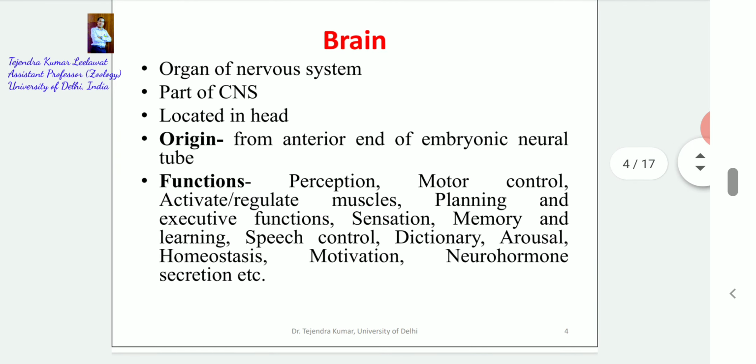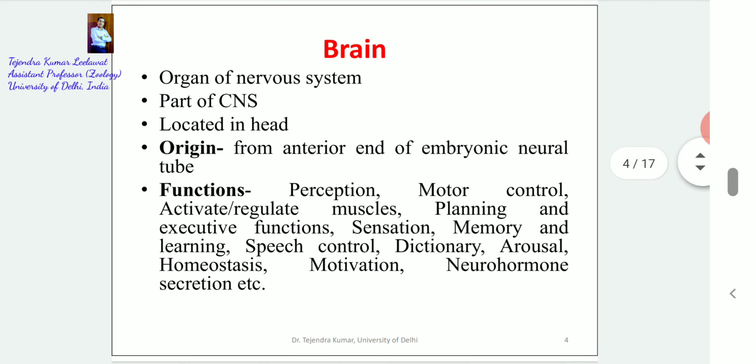So what is the brain? Brain is an organ of our nervous system, and the nervous system has three parts: central nervous system, autonomic nervous system, and peripheral nervous system. Brain is part of the central nervous system. The central nervous system has mostly two parts: first is the brain and second is the spinal cord. Our today's topic is brain, so I will discuss only about the brain.